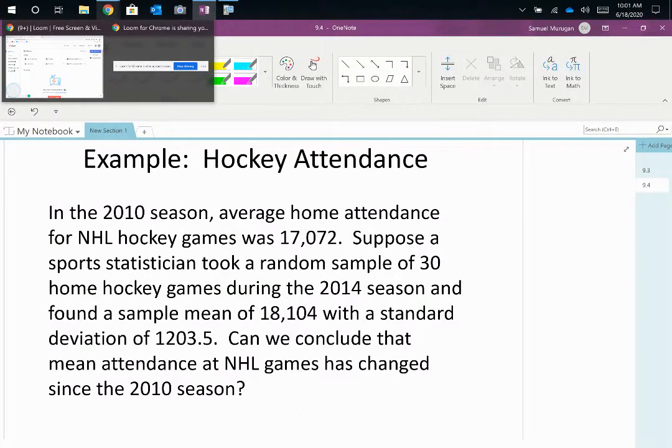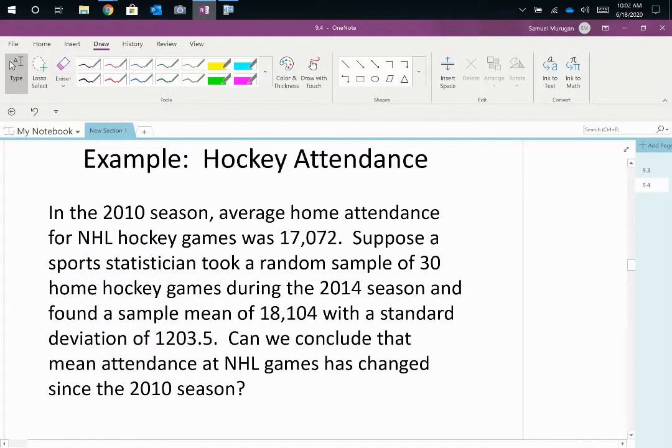In the 2010 season, average home attendance for NHL hockey games was 17,072. Suppose a sports statistician took a random sample of 30 home hockey games during the 2014 season and found a sample mean of 18,104 with a standard deviation of 1,203.5. Can we conclude the mean attendance at the NHL hockey games has changed since 2010?